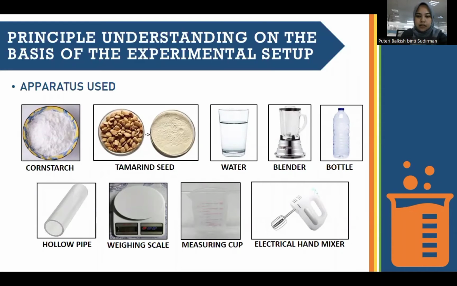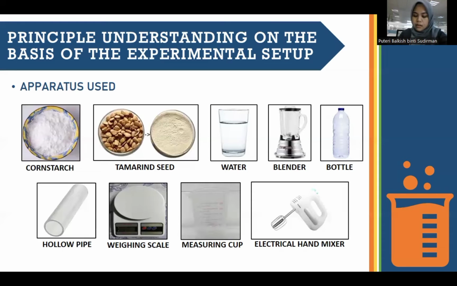Next, listed here is our apparatus that is used to perform this experiment. First of all is cornstarch, which is used as the artificial bentonite that was chosen to be our mud viscosifier. Next is tamarind seed, which is used as a replacement for our artificial barite. Then, to change our tamarind seed into a powdery form, we use a blender as an automated grinder.